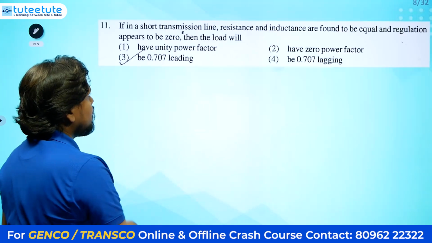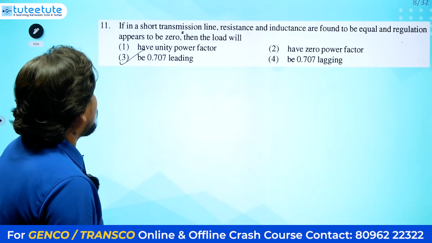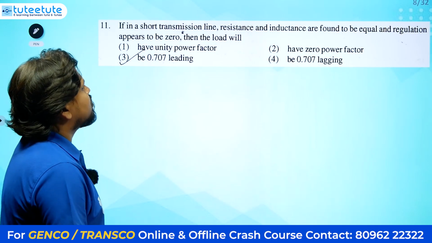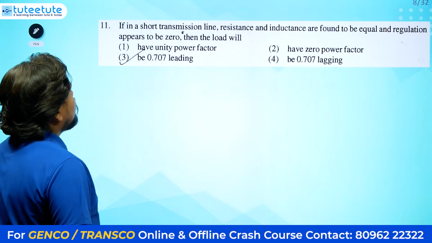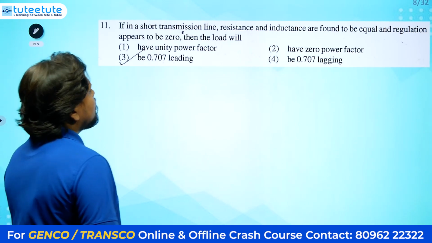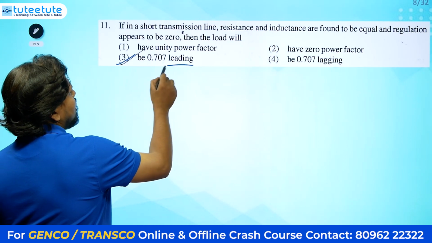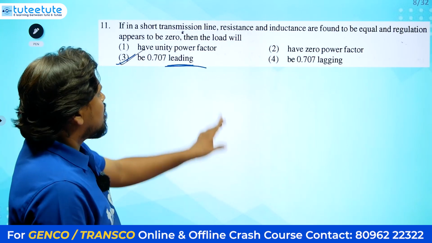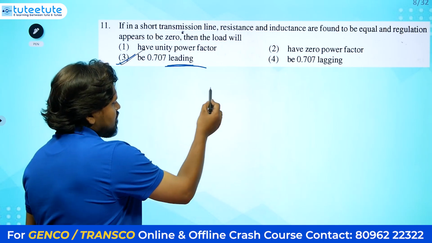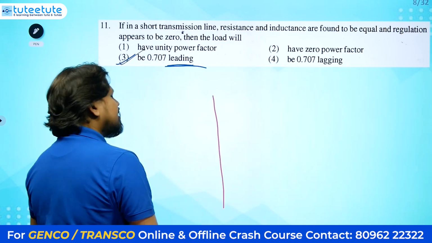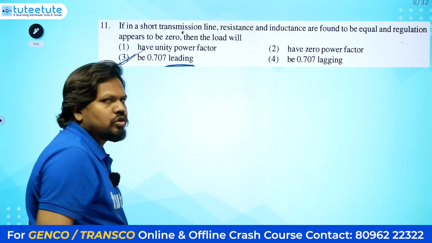Okay, so next question: in a short transmission line, resistance and inductance are found to be equal and regulation appears to be 0. Then the regulation is 0 only at the leading power factor loads. There are no other leading power factor examples. Okay, so anyhow, so regulation curve. Okay, so you will learn in the machine subject also, so no need to understand now.